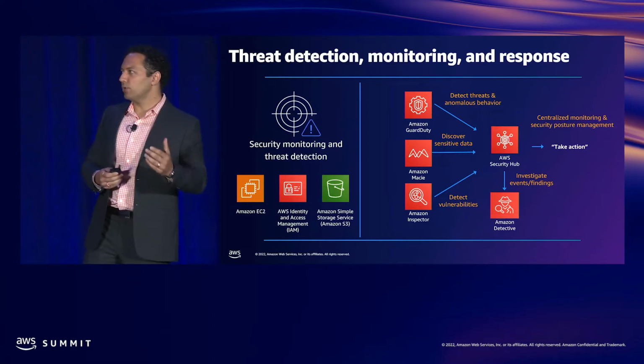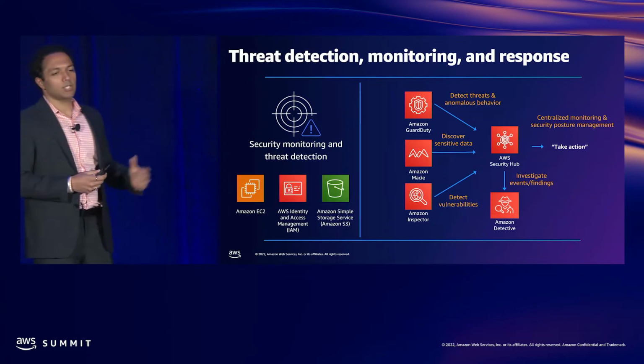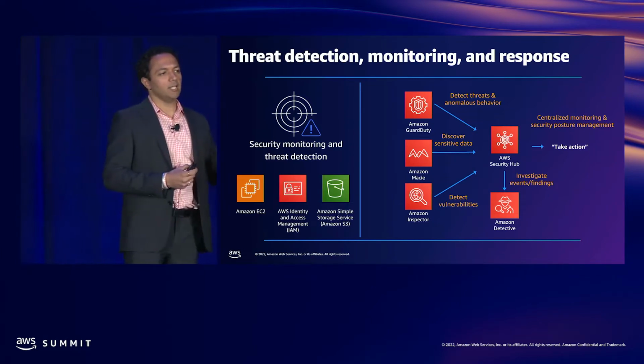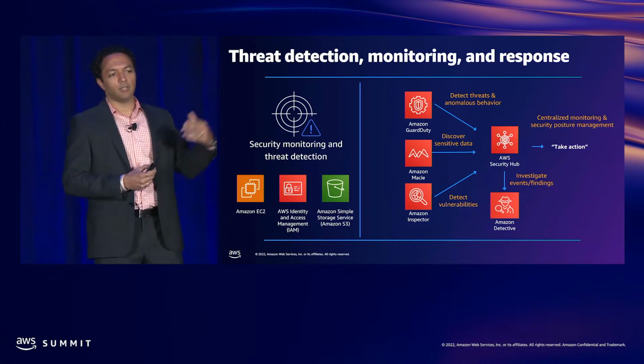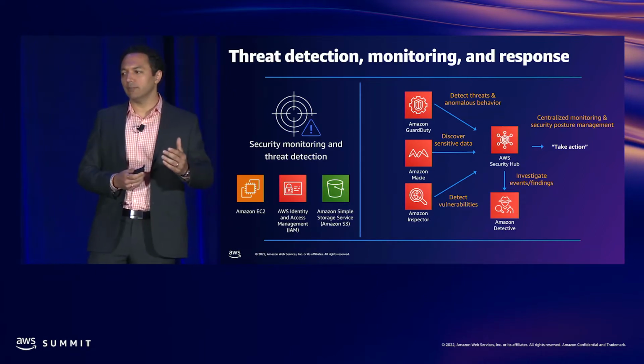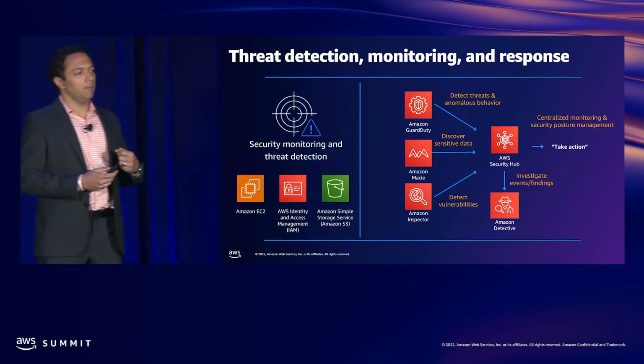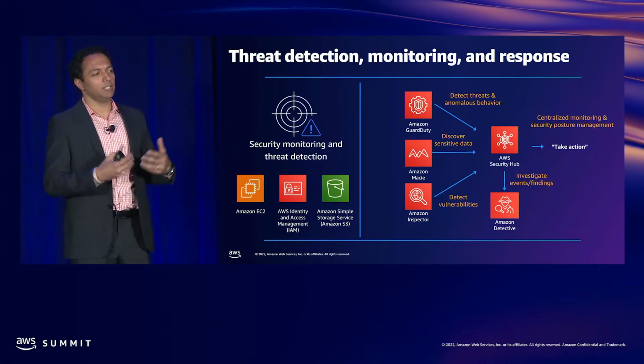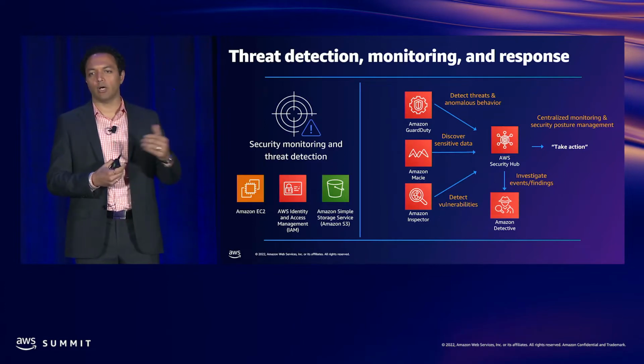So first and foremost, we have Amazon GuardDuty, which is our core threat detection and monitoring service. Once enabled at the AWS account level, GuardDuty automatically collects all the telemetry that's required and then provides customers insights into findings which are related to either known threats and or abnormal activity.